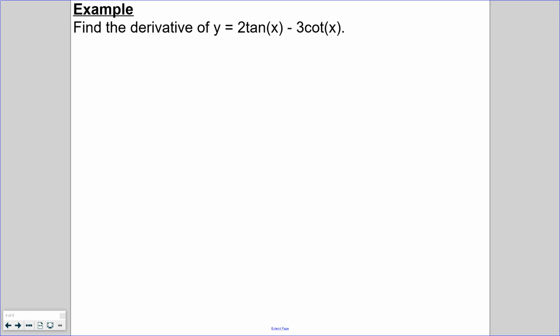So let's take a look at our first example. We want to find the derivative of 2 tangent of x minus 3 cotangent of x. When we take the derivatives, we can just ignore the coefficient and take the derivative of the function. So dy over dx is equal to 2 times the derivative of tangent, which is secant squared of x, minus 3 times the derivative of cotangent, which we said was negative cosecant squared of x.